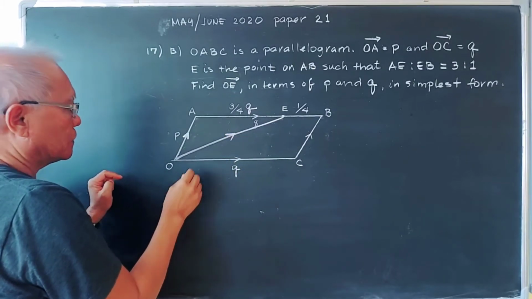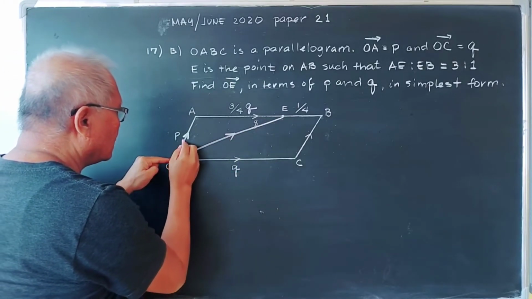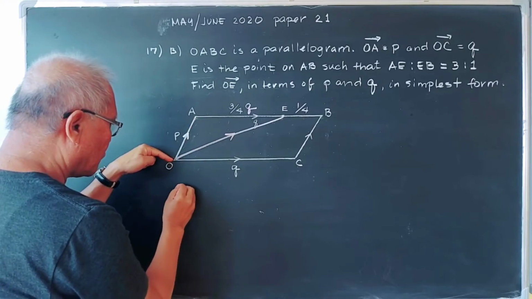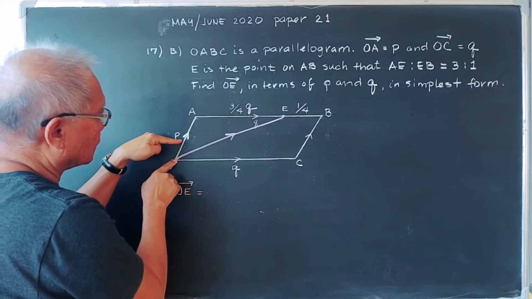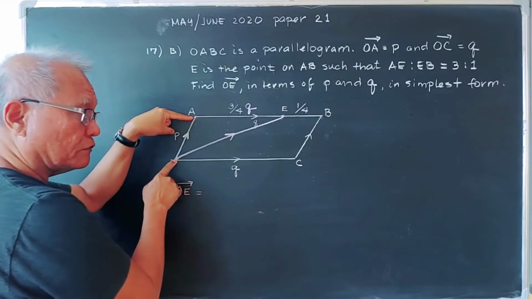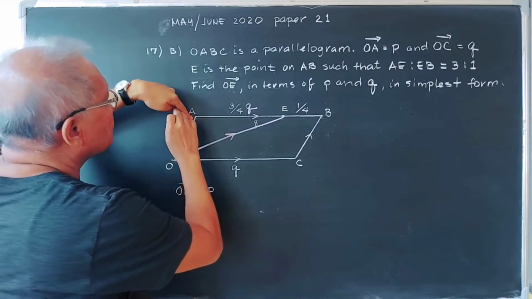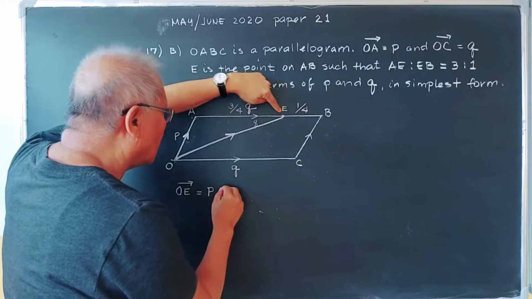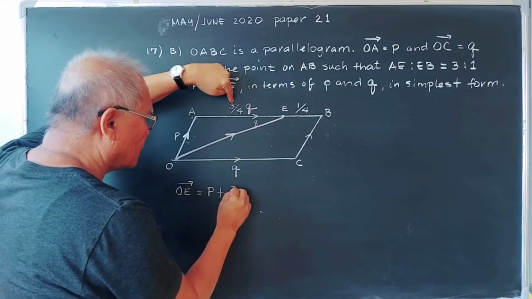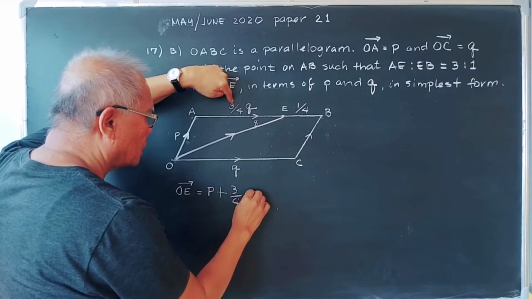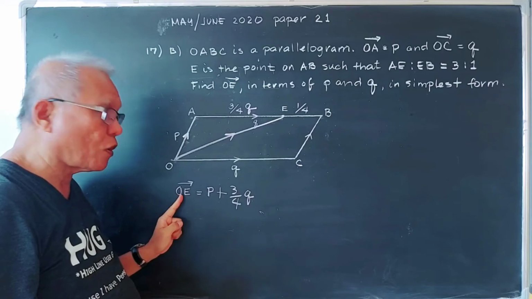So our resultant vector OE is, we go this way. So we have O to E. We start from O. We will go up OA, which is positive p because we are in the same direction as the arrow. We have p, and then we go from here up to E because that is going in the same direction as q. So that is plus 3/4 of q. So this one is the position vector of E, or vector OE.